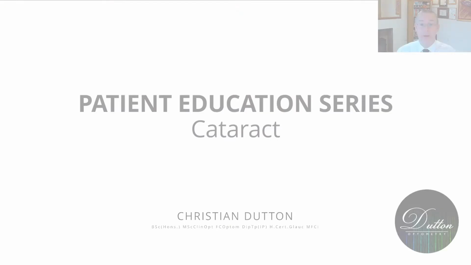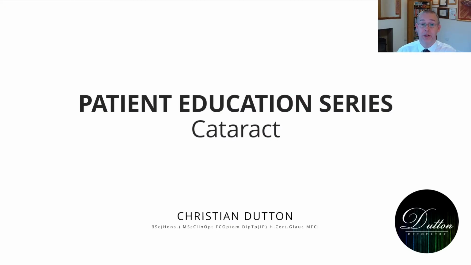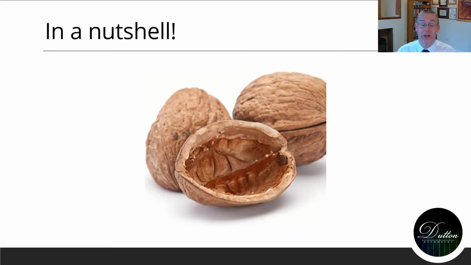In this episode of the Patient Education series, we're going to talk about cataract. In a nutshell, a cataract is not a film growing over the front of the eye. It's actually a clouding of the lens inside the eye. As the lens becomes more cloudy, usually with age, the vision becomes more blurry. The only way to treat cataract is to have surgery. The operation is usually quite straightforward and it has a very high success rate.